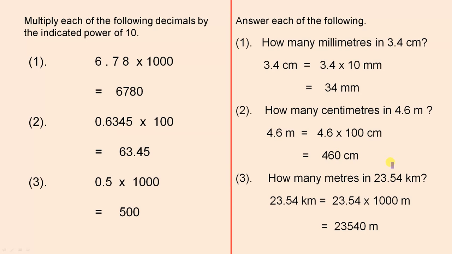And how many metres in 23.54 kilometres? If we know that there are 1000 metres in a kilometre, you multiply this number here by 1000, which means you move the decimal point 1, 2, 3 places to the right to get that answer.